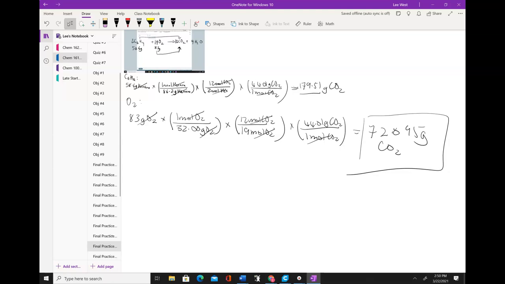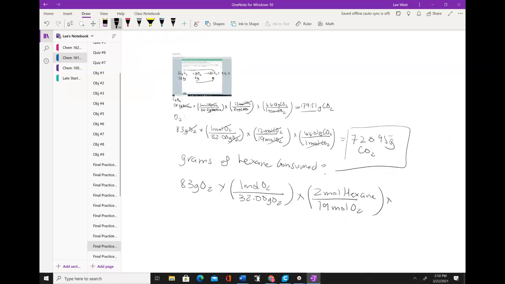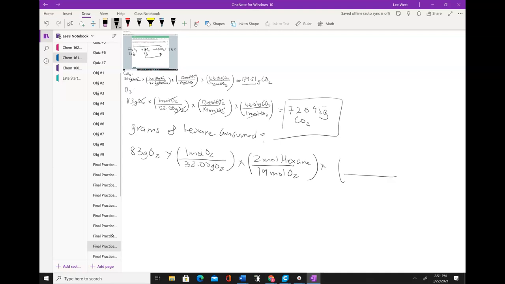So how many grams of hexane can we consume? And that's what we've got to work out now. So grams of hexane consumed. It's pretty simple. We got 83 grams of O2. In 1 mole of O2, there are 32.00 grams of O2. And according to our balanced equation, we use 2 moles of hexane for every 19 moles of O2. And finally, we know that hexane has a molar mass of 86.2 grams. So we're going to use up 86.2 grams of hexane for every mole of hexane that we consume.